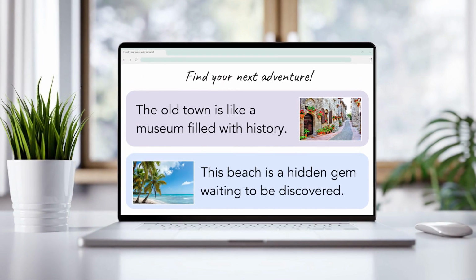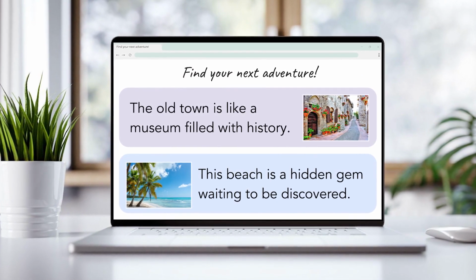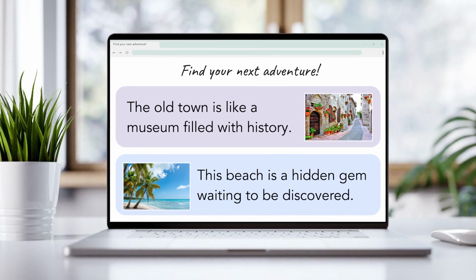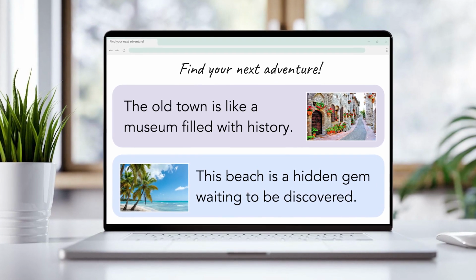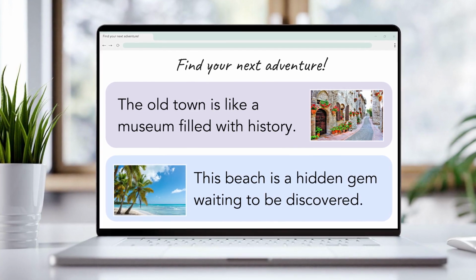I'm figuring out where I should go on my next adventure, and I found some different destinations online. Check these descriptions out. The old town is like a museum filled with history. This beach is a hidden gem waiting to be discovered. These places sound so exciting, but look at the language closely.